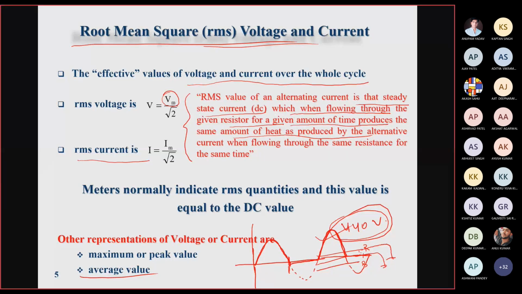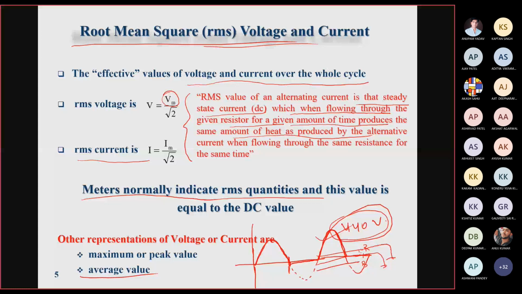Then if there is still any difficulty, we can always discuss that. So all the meters normally indicate RMS quantities, and this value is equal to the DC value. So as per the definition of the RMS value of the voltage and current, this is the same thing, both resemble the same thing, right?